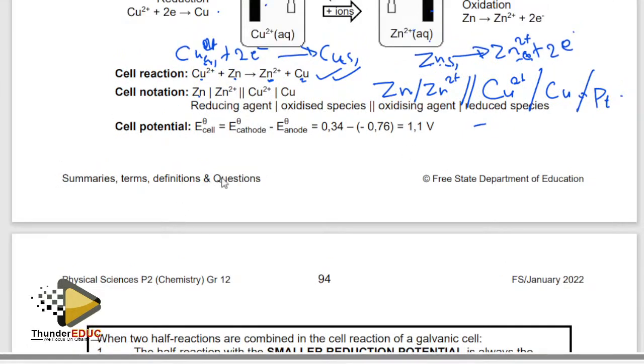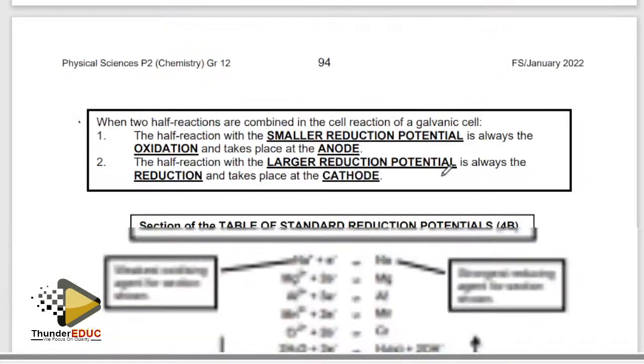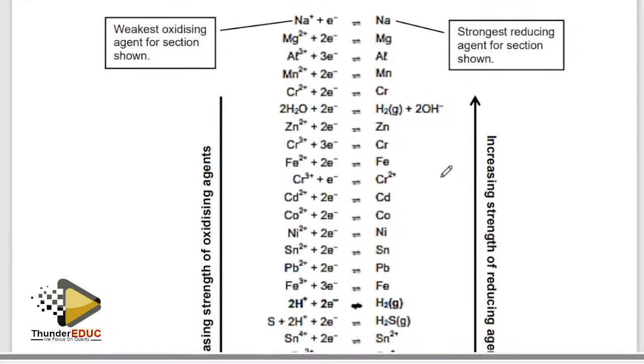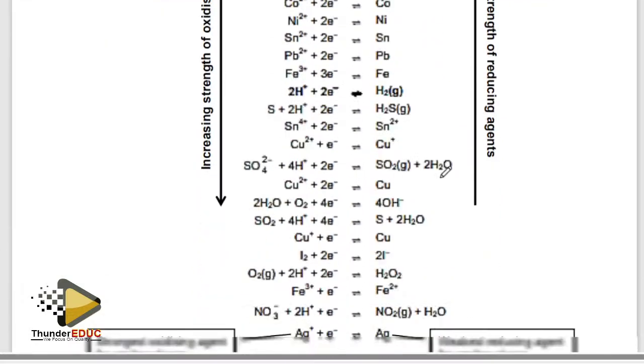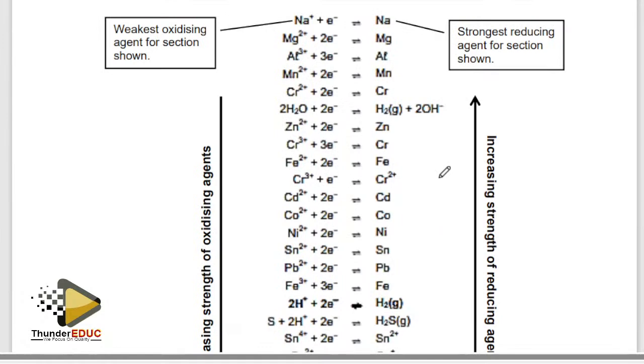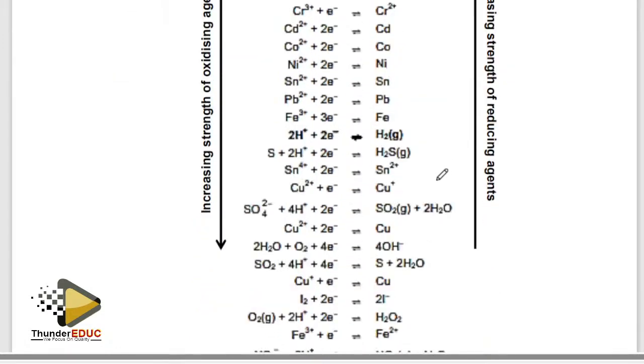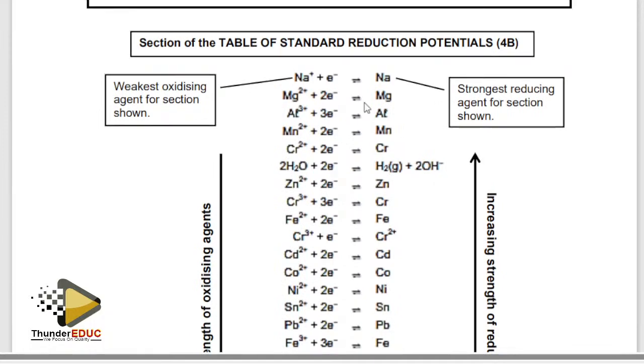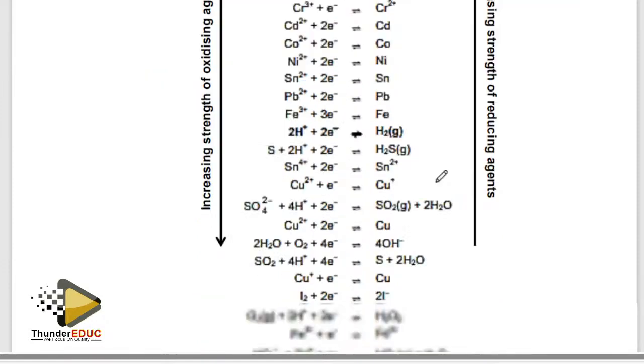Then to calculate cell potential, E cell is equal to cathode minus the anode. Then you have to look into the reactivity series. I used to tell you that this must start with the one which has lithium on top, and then it ends with the one which has lithium on top. So the one which is on top is more reactive than the one which is on the bottom. That's how you can identify.